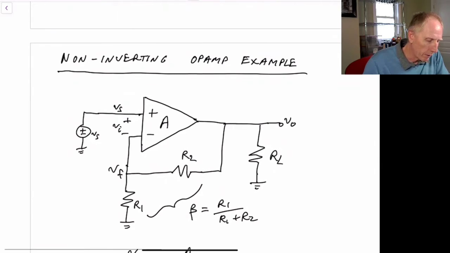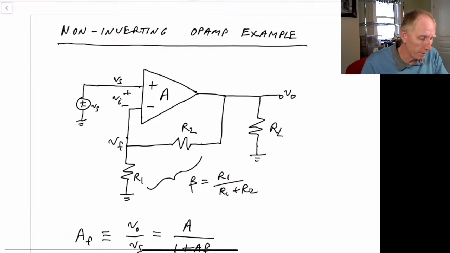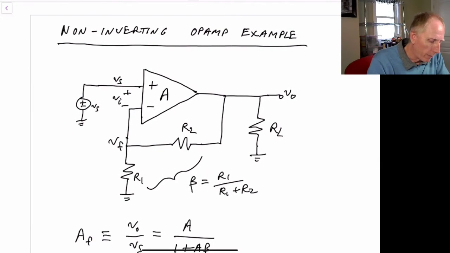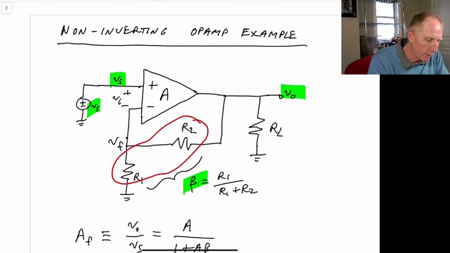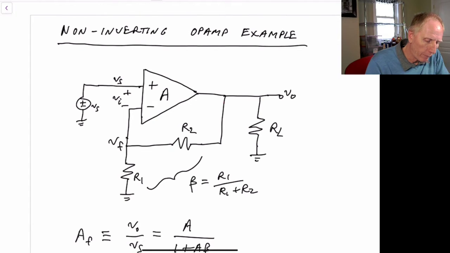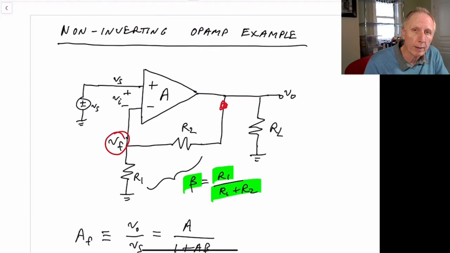So let's look at an example here, a non-inverting op-amp example. In this case, we have our input V sub S, which is also applied to the positive terminal of our op-amp. We have our output V out. So our input is a voltage, our output is a voltage. And we have our beta network down here, this network here. So we have that the gain from this node V out to our feedback signal V sub F is beta. So beta just works out to be R1 divided by R1 plus R2. It's just a resistor divider network.